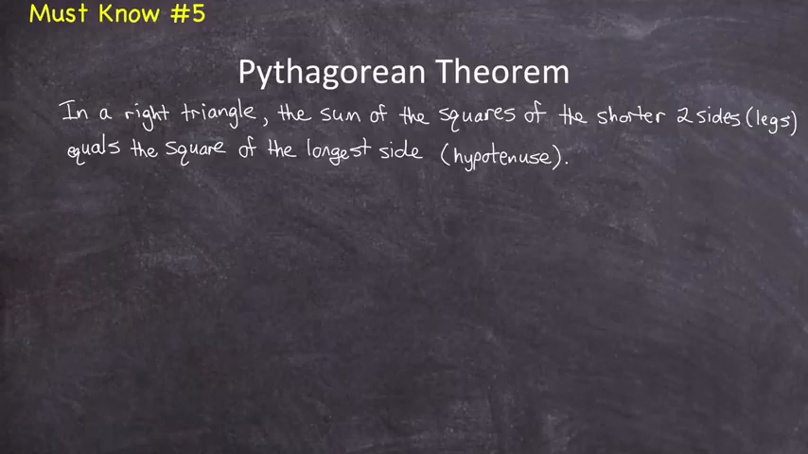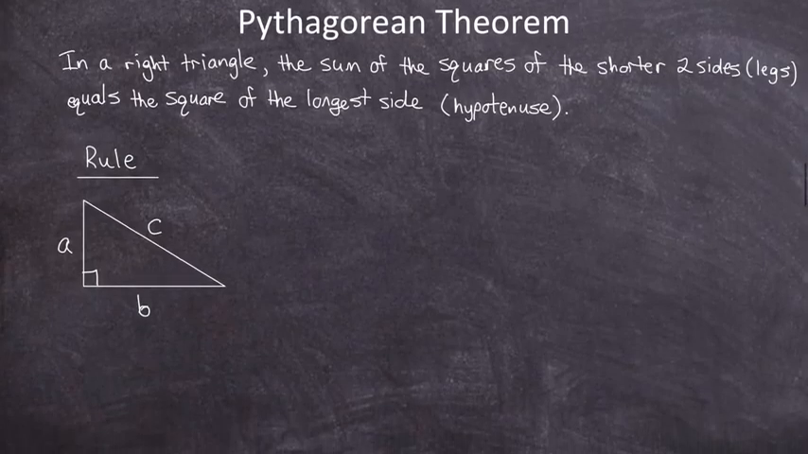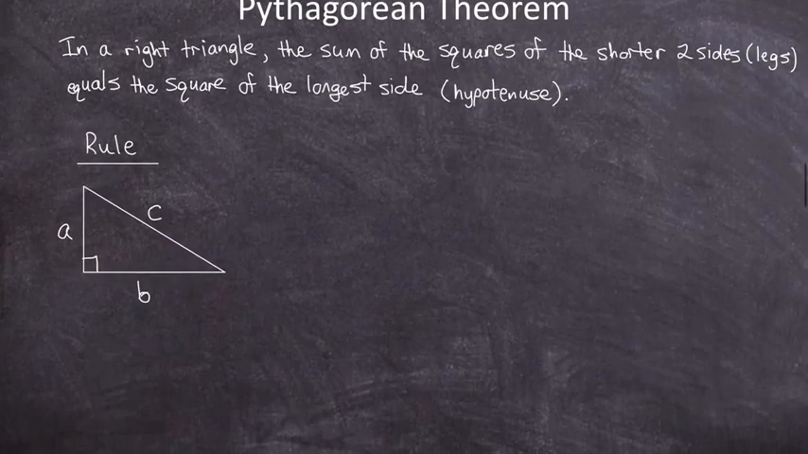So let me help you visualize this rule. If I've got a triangle with a right angle, the shorter 2 sides of this triangle, the ones that are adjacent to the right angle, are called the legs, and we usually name those side A and side B. And the longest side, which is always the side across from the right angle, is called the hypotenuse, and I'll label that side C. And based on the Pythagorean theorem, we know the relationship between these 3 sides.